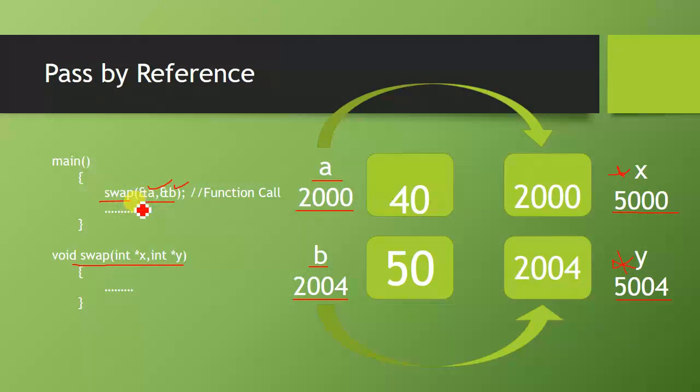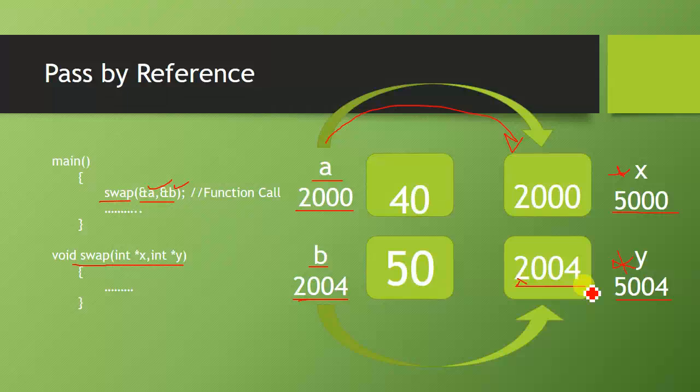Whenever this function call is executed, the address of a, which is 2000, is transferred to the pointer x. So pointer x will store the address of variable a, and similarly the address of variable b, which is 2004, is transferred to our pointer y. So pointer y will store the address of variable b, which is 2004.